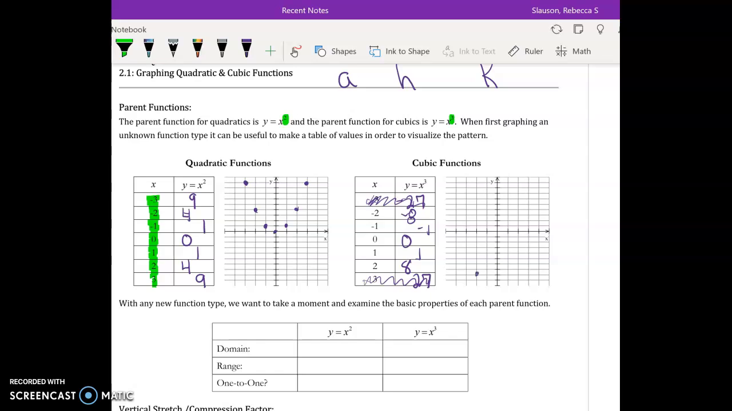1, 2. I think that's about it. And then -1, -1. Didn't show up very well. 0, 0, 1, 1, and then 2, 8. All right, so I'm now going to connect my points on both of them.